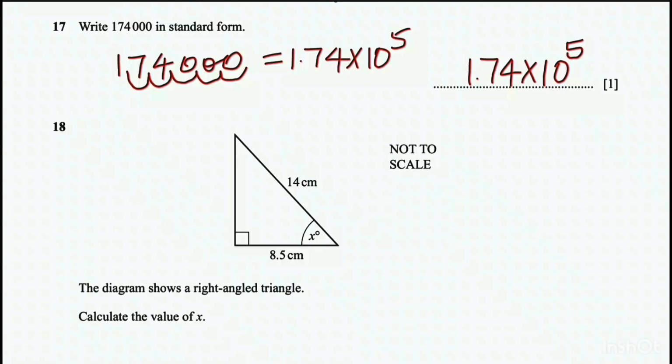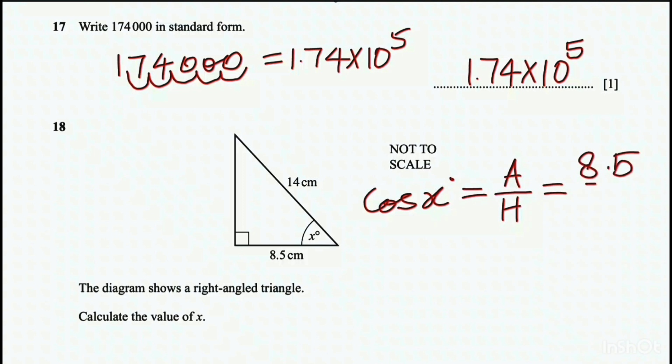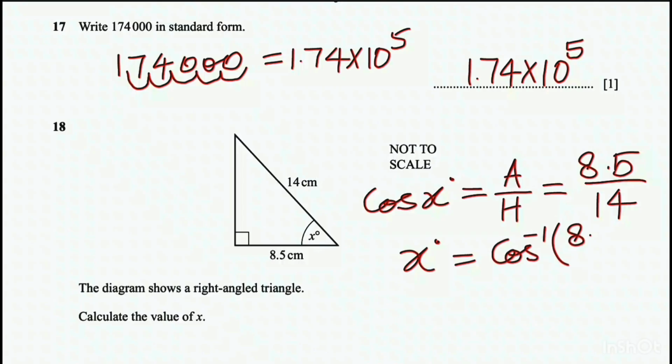Moving to the next question, 18. Here we are asked to calculate x, the angle. We can see that a right angle triangle is there. We can define a trigonometric ratio suitable here, which brings 8.5 and 14, and x in discussion, and that is cos. So cos is adjacent by hypotenuse. Adjacent is 8.5, hypotenuse is 14. By taking cos to the right hand side, it becomes cos inverse of 8.5 by 14, and using a calculator to calculate it, we get the value of this.